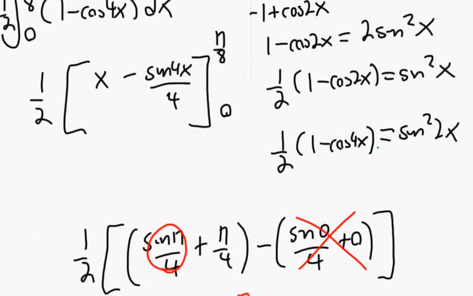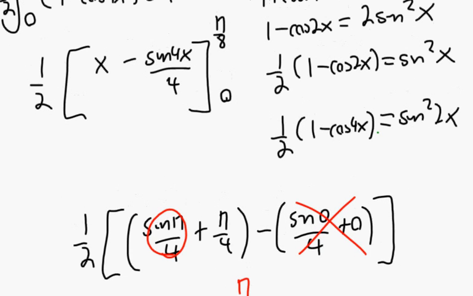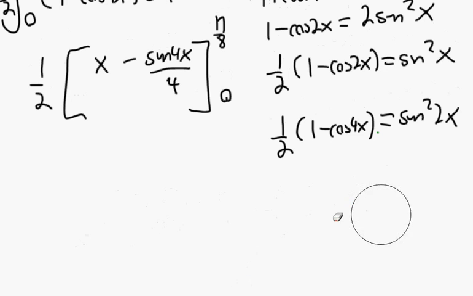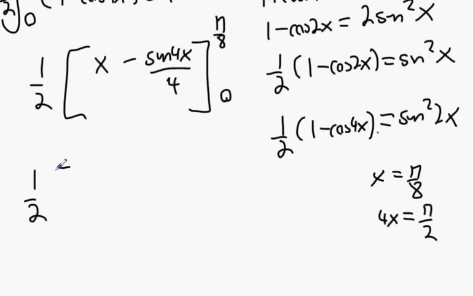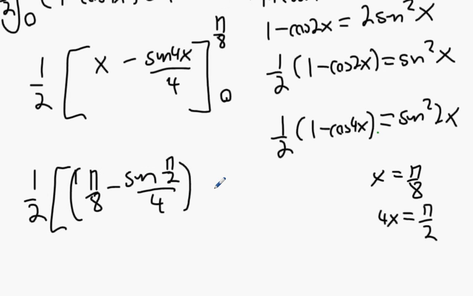So this time, guys, x equals pi over 8. If x equals pi over 8, what does 4x equal? 4x will equal pi over 2. So it's going to be a half. x is pi over 8 minus sine 4x, 4x is pi over 2, divided by 4. Take away x, which is 0, minus sine 0 over 4.